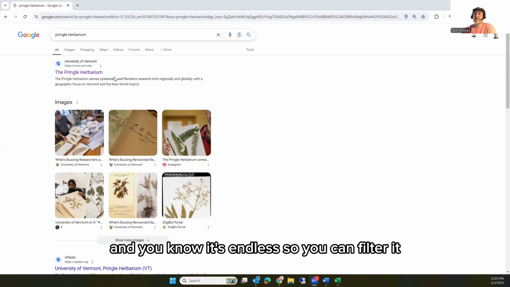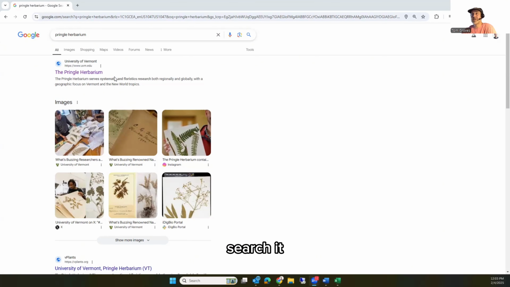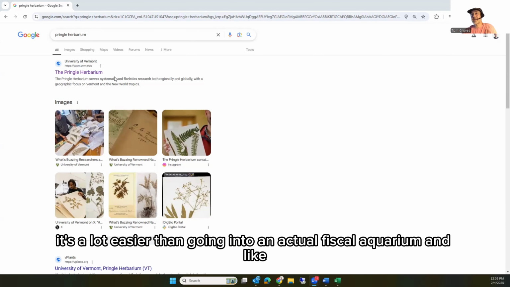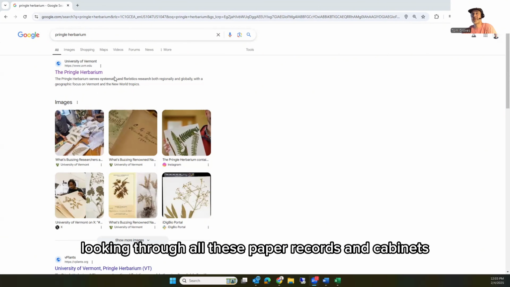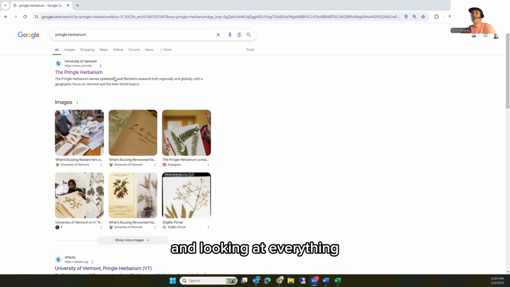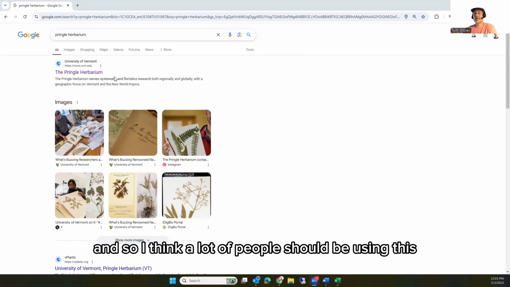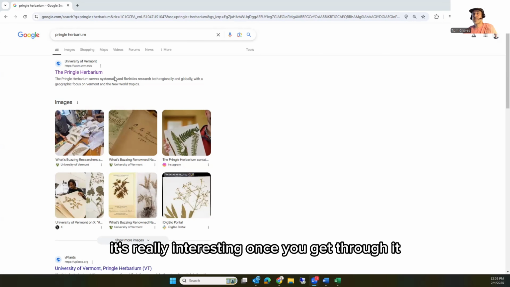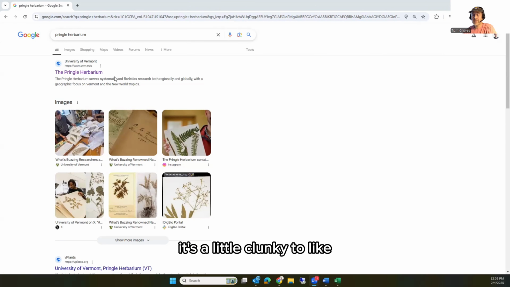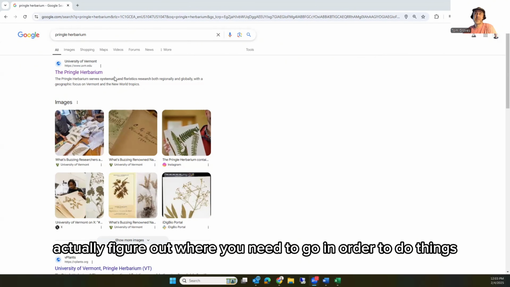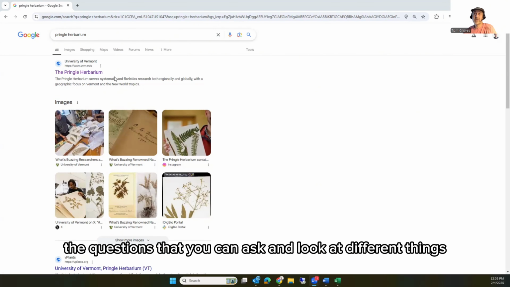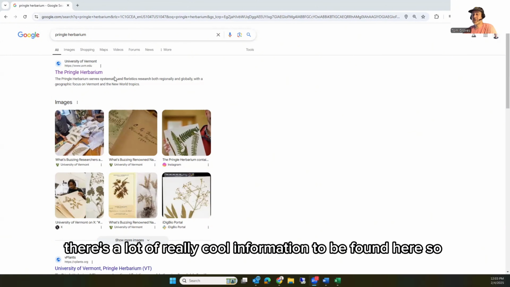And it's endless. So you can filter it, search it. It's a lot easier than going into an actual physical herbarium and looking through all these paper records and cabinets and trying to find what you're looking for. So it's just a lot easier than it used to be, and I think a lot of people should be using this. It's really interesting. It's a little clunky to figure out where you need to go in order to do things, but once you get there, the questions that you can ask and the different things you can look at, there's a lot of really cool information to be found here.